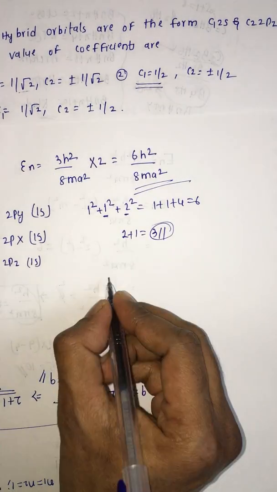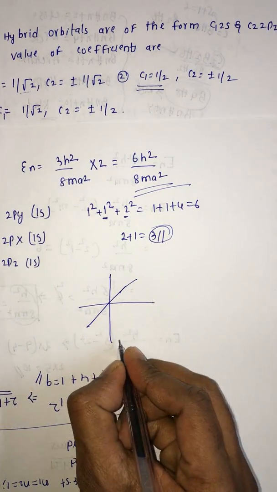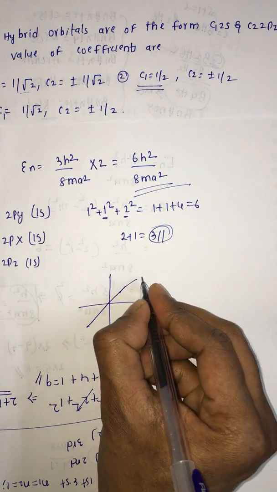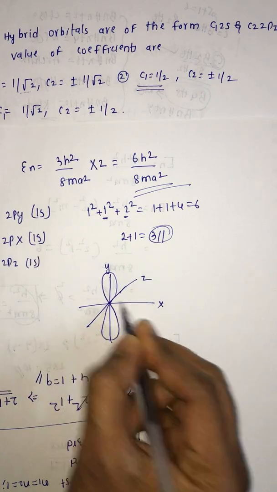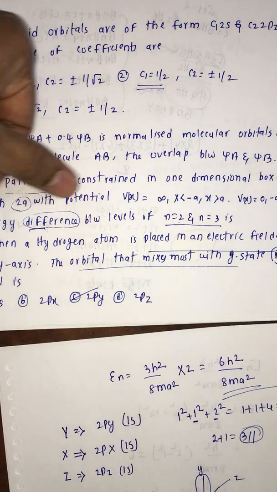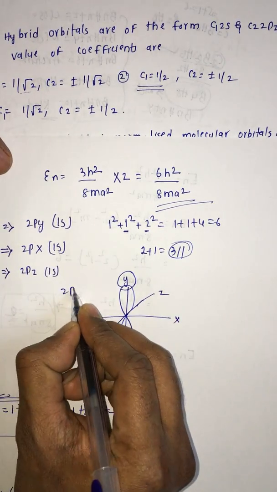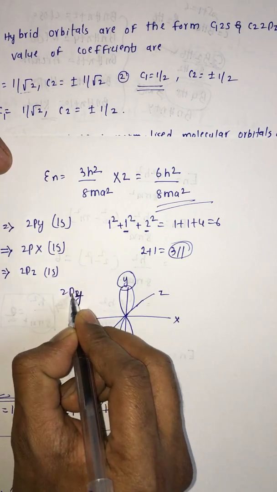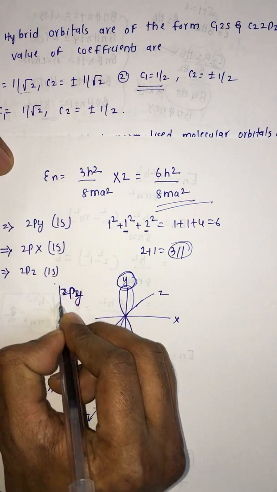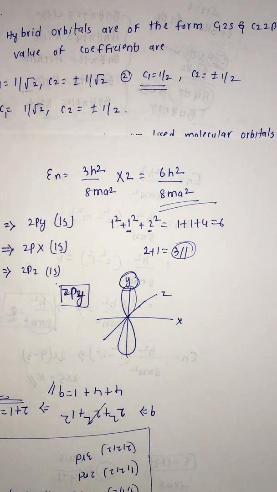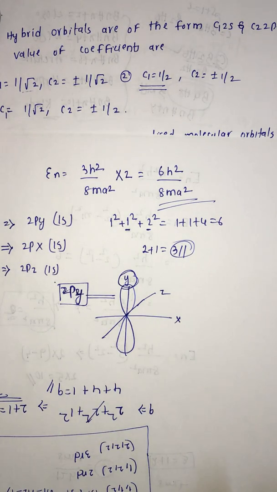I am thinking this is x, z, y axis, right? So if they are placing it along the y-axis, the y-axis and the 2py orbital have the same symmetry, right? So there will be maximum overlap we can see here because of the same symmetry. I'm thinking this could be the reason.